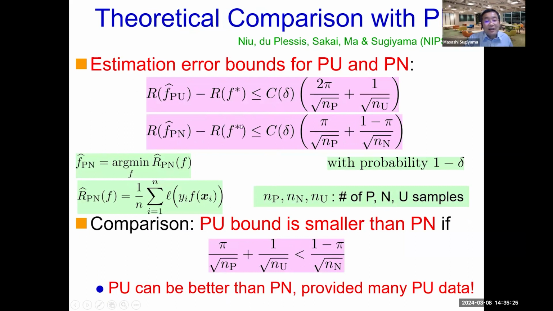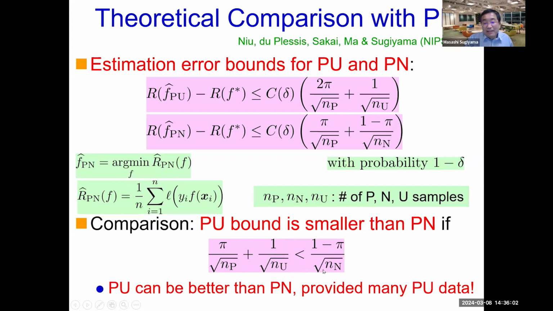We can show that the upper bound of this PU classification is smaller than the upper bound of this PN classification if this condition is satisfied. I just compared these two terms and showed the condition. So this roughly means if you have a large number of positive samples, then the left-hand side tends to be small and PU learning tends to be better. And if you have a large number of unlabeled samples, then this term gets small and the left-hand side tends to be small. So PU learning tends to be better.